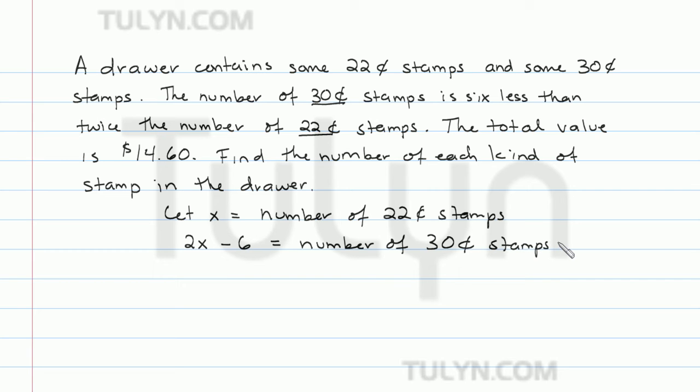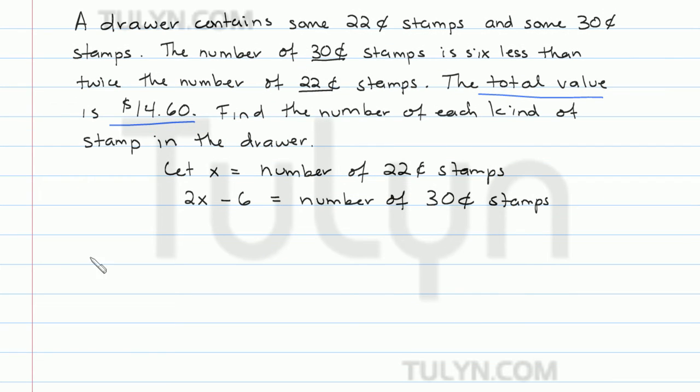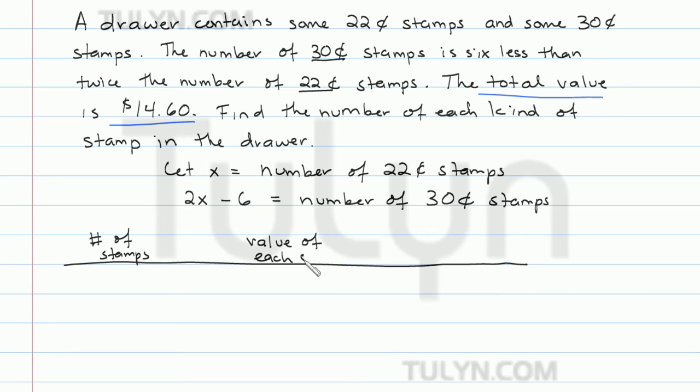So now we've labeled our variables, and notice that the total value of our stamp collection is $14.60. So we want to write these numbers of stamps in terms of their total cents, and the best way to do this is with a table. So I want to write the number of stamps, then the value of each stamp, and then finally the total value of the stamps in cents.